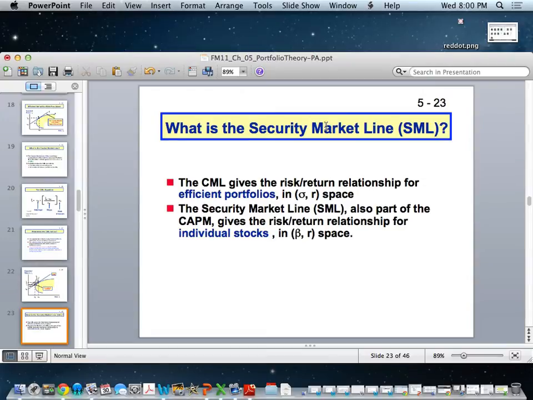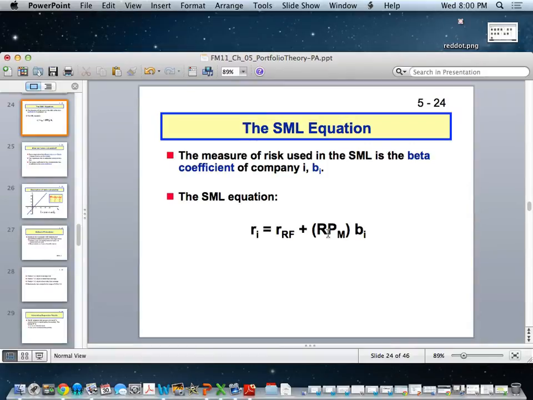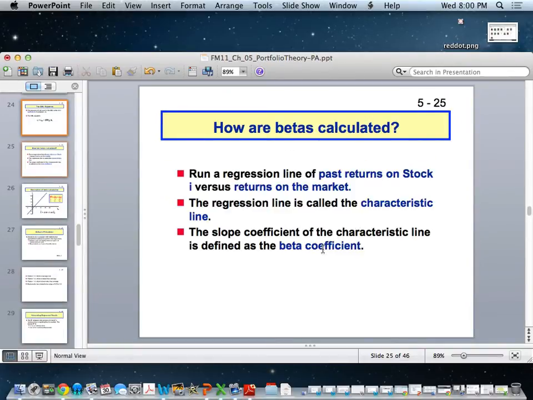What is the security market line? The capital market line gives the risk-return relationship for efficient portfolios in the sigma-R space. The security market line, which is also a part of the capital market line, gives the risk-return relationship in the beta-R space. That's the primary difference. The SML equation is this. You know about it: RF plus risk premium times beta, where risk premium is RM minus RF.